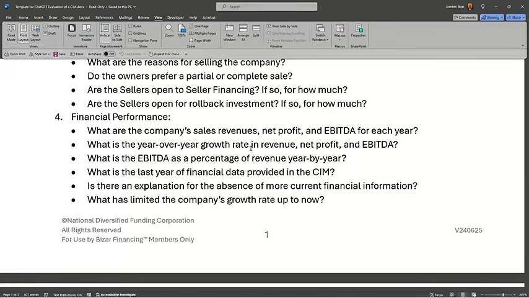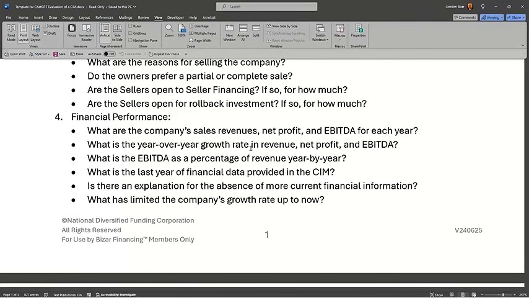So we like to look for companies where a very high percentage of the revenue is EBITDA and that have very high margins. What is the last year of financial data provided in the CIM? A lot of times it's the middle of 2024, and we'll see that the CIM's last revenue figures they gave us are year-end 2023. This is a volatile world. That was 6 months ago. We need to know what these numbers are now.